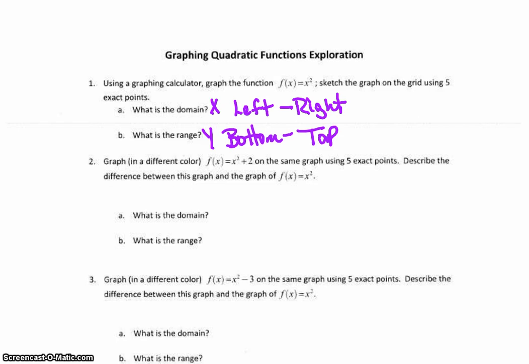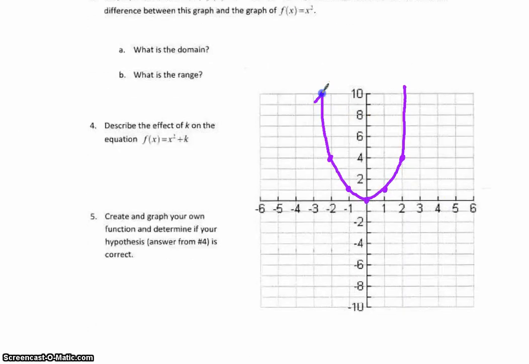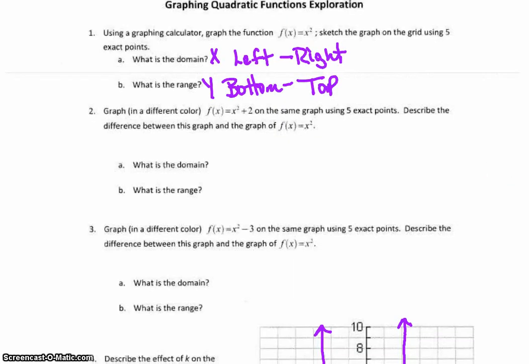So if you looked at this graph, keeping in mind that we should actually have arrows on the ends, how far to the left and how far to the right does this graph go? Well, it's getting wider and wider as it goes along, so it's always getting further to the left and to the right, which means that our domain here is all real numbers. So all you write is all real numbers.